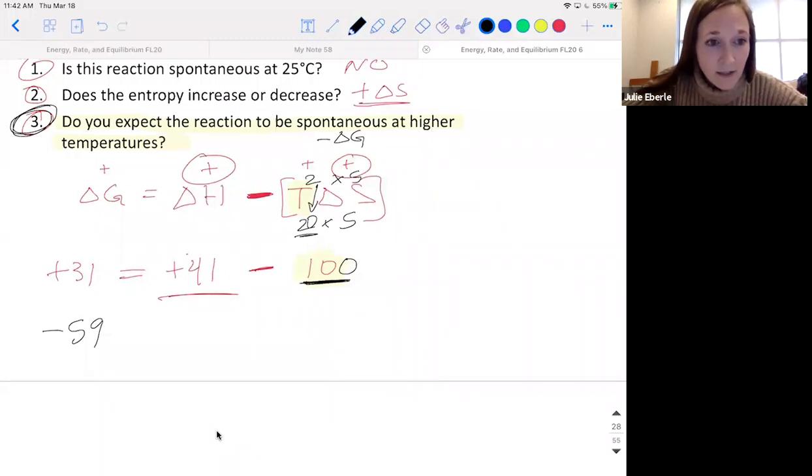Okay. So higher temp makes it spontaneous. Yes. We are just talking about row 3 from the table.